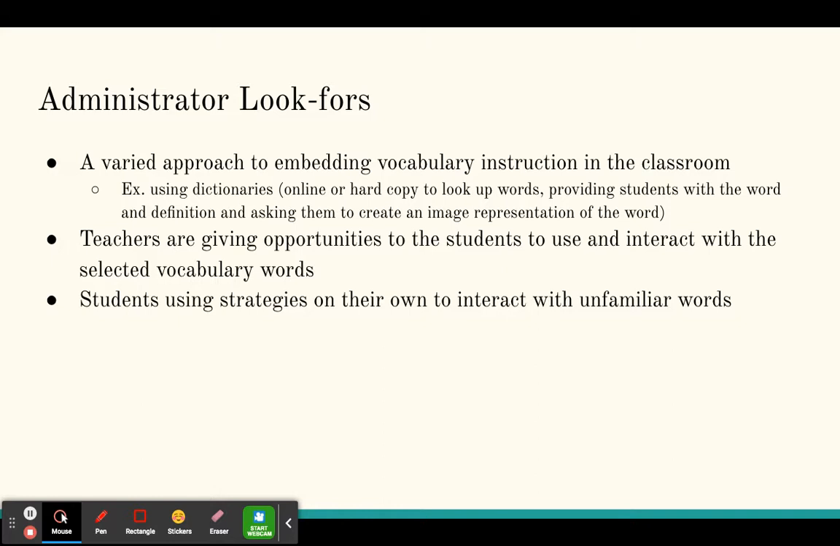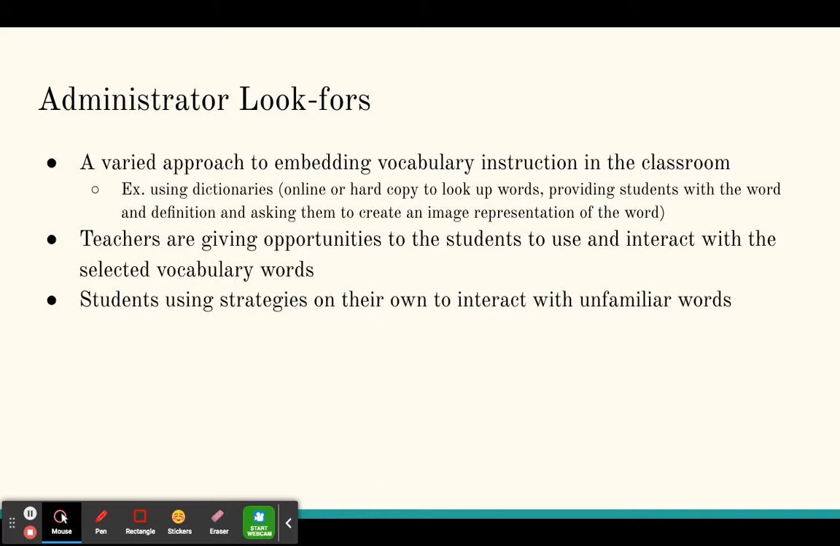And then another example would be providing students with the word and definition, and then asking them to create an image representation of the word. So you could do that before you go through your unit. You could do that in the middle maybe of the unit, right? Like here's our words, guys. Here are the user-friendly definitions that we've come up with as we've been working through this unit. Now let's draw image representations of the word. There is that interaction with the vocabulary word.